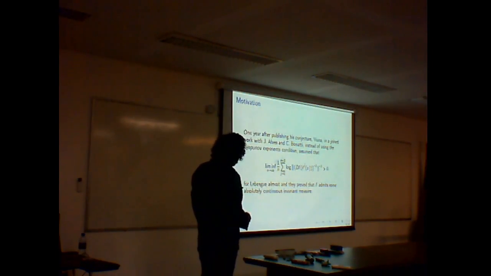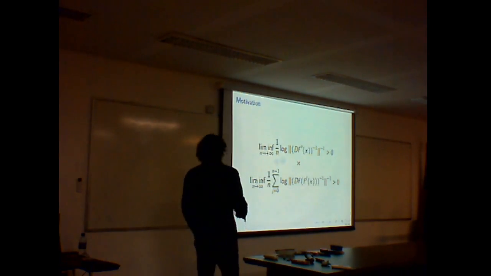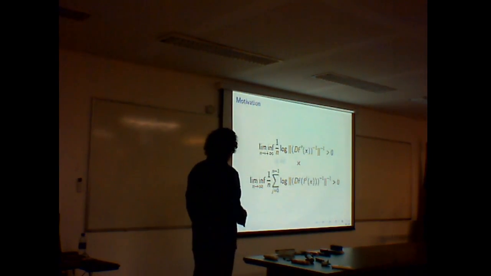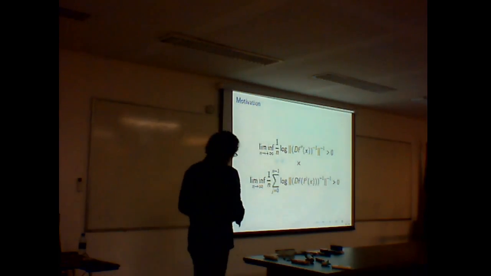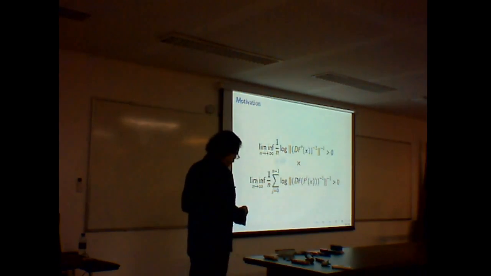So, what is the difference between this hypothesis, the only positive Lyapunov exponents, and the hypothesis of the ABV paper? I want to show you that the difference is that this hypothesis here implies a synchronization of good times associated to the Lyapunov exponent. The second one implies the synchronization.